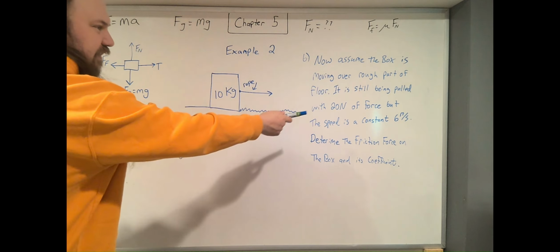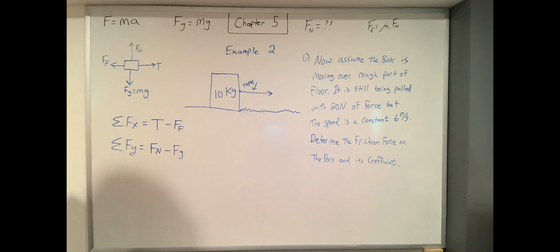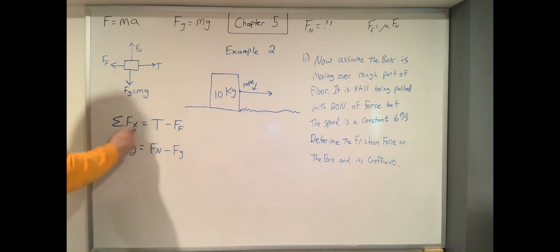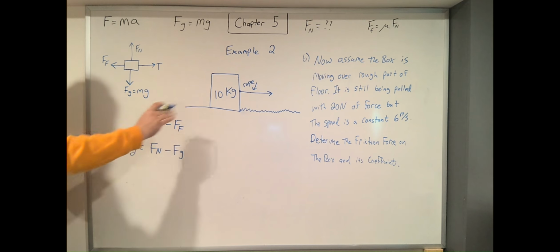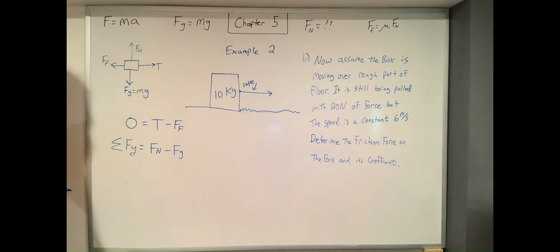In this one, it says that it is a constant 6 meters per second. Well, if it's a constant speed, it has no acceleration. So I know that the sum of the forces for the x is equal to 0. So you might want to just add a 0. I like to change it like this so I have a nice equation.